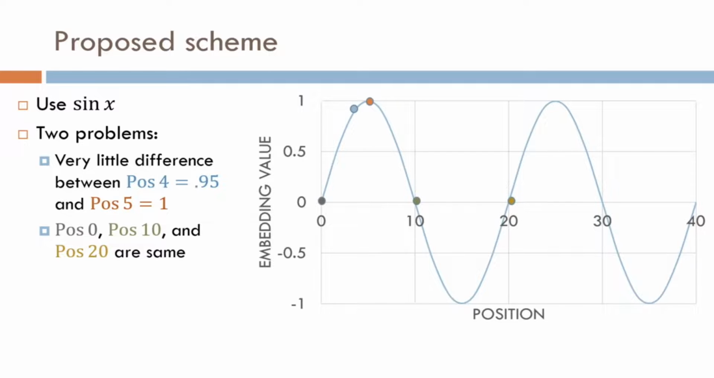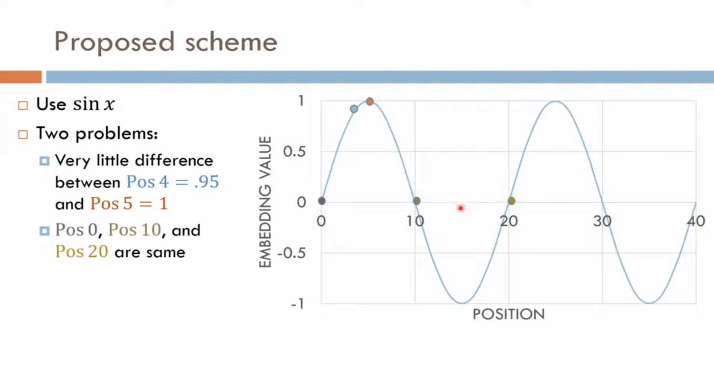Here a graph of sin x is shown. On the x-axis we have the position, and on the y-axis we have the corresponding embedding value. For position 0, the embedding value is 0. For position 10, the embedding value is also 0, and for position 5, the embedding value is 1. The way the sin x graph is scaled, 5 corresponds to 90 degrees, and the corresponding value is 1. For position 4, which will be somewhere here, the value is 0.95. So this is a sin x curve.